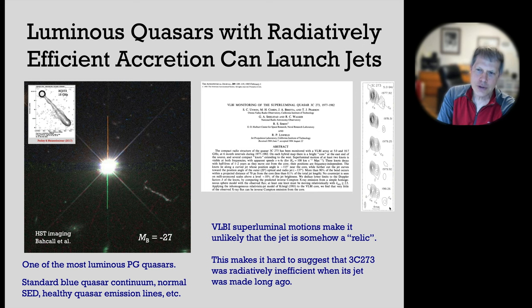right now. And so you can't say that 3C273 was radiatively inefficient when its jet was made long ago, and somehow the jet is no longer being made right now when it's radiatively efficient, because it is being made right now. You can see it. So anyway, I think that's an important point that I hope some theoretical and computational people will bear in mind when necessary.